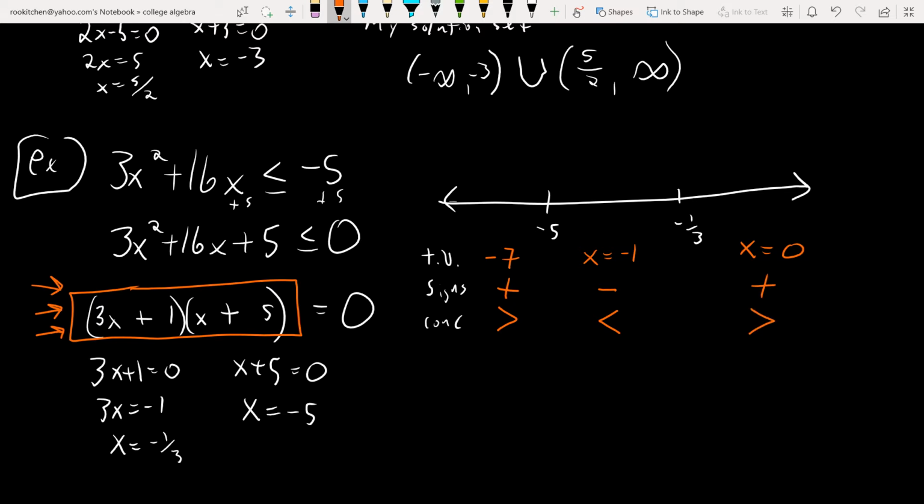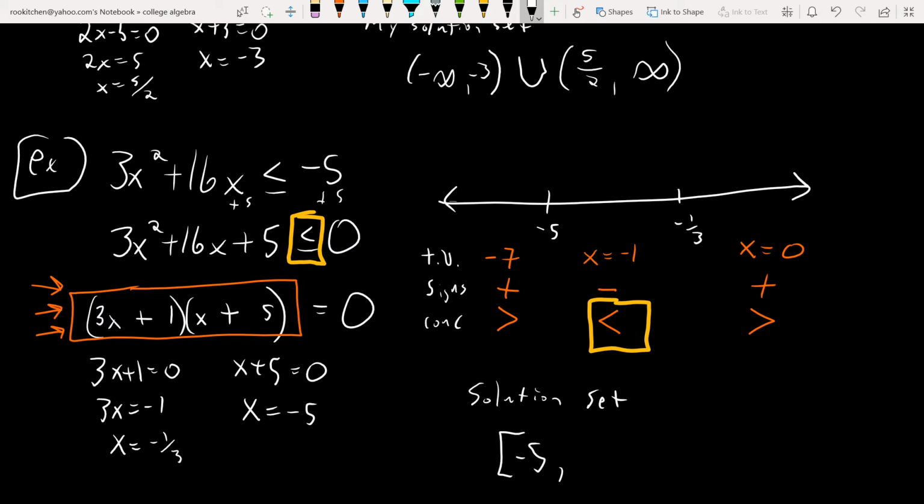So this time, because of the inequality type, we're going to be using brackets, as opposed to open parentheses. We need the intervals that are less than, so we'll take this interval, and on the ends we use brackets. So the solution set will be -5, including -5, to -1/3.